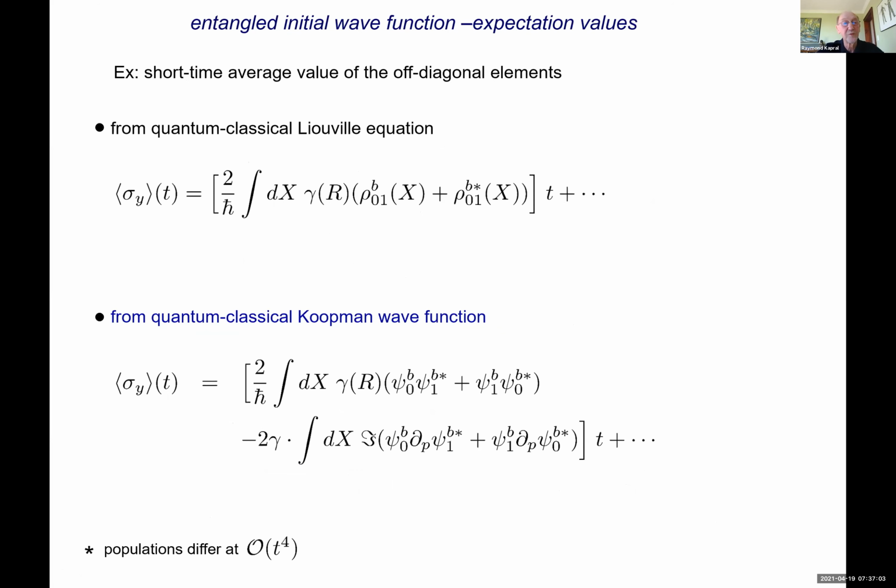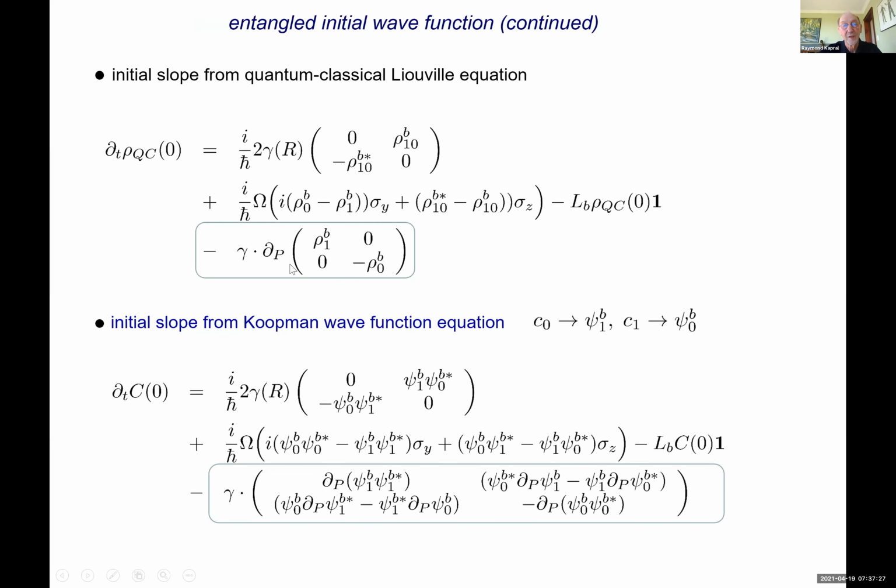So for instance, if you look at the coherence, the off-diagonal, the expectation value of sigma y, the Pauli matrix sigma y, then for the quantum classical Liouville equation, you get this initial behavior. And you'll notice that this term does not contribute because when you integrate over momenta, it vanishes.